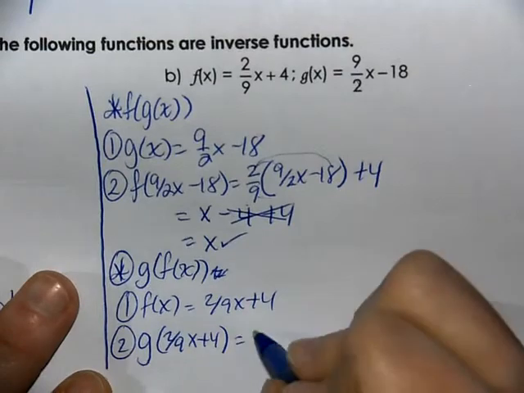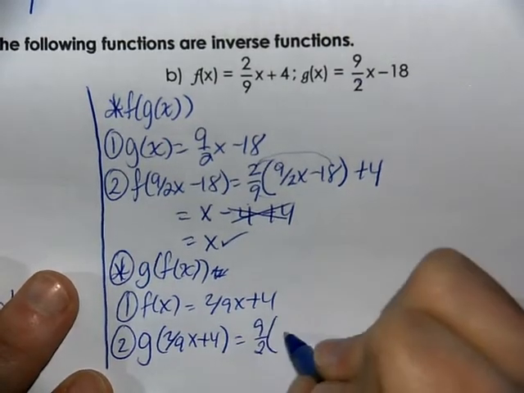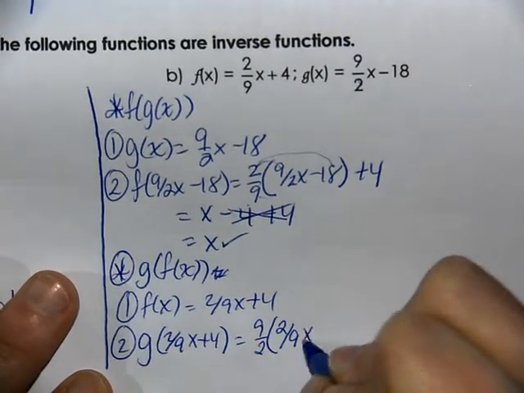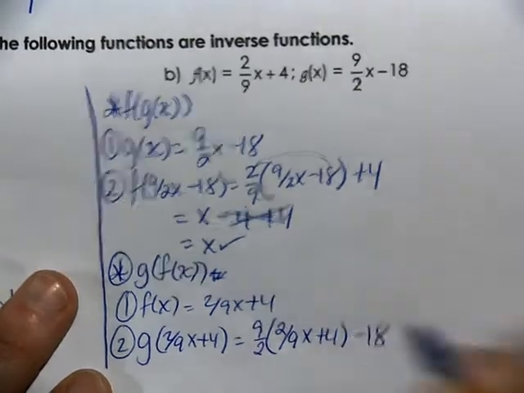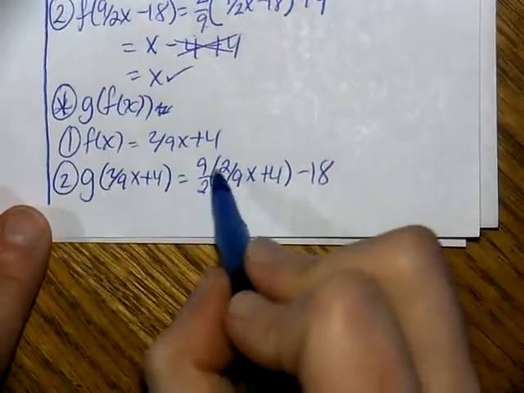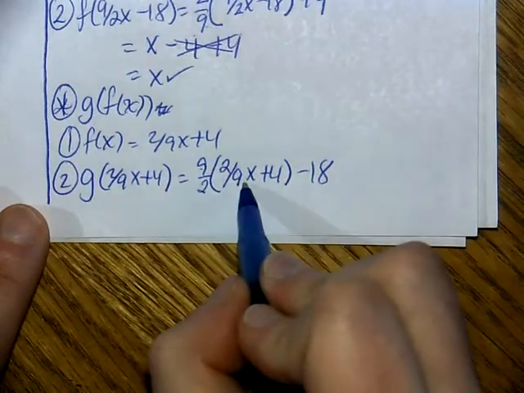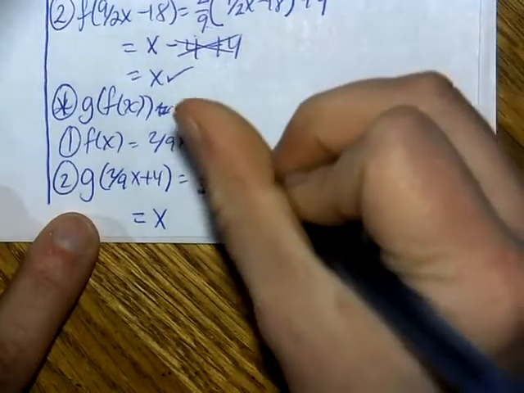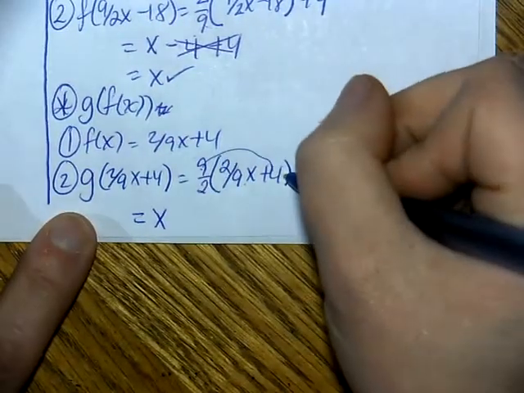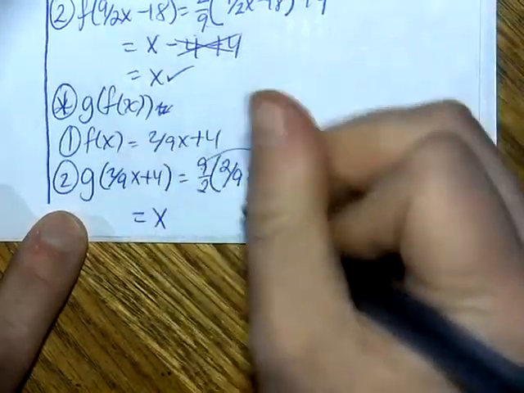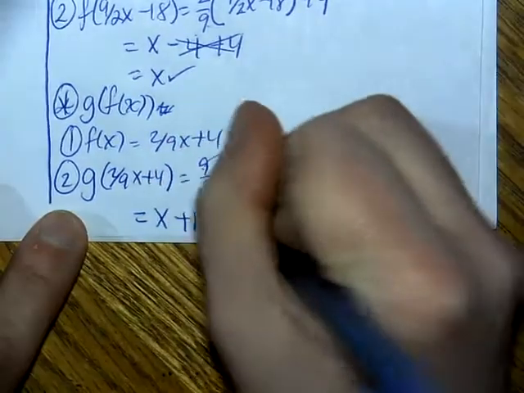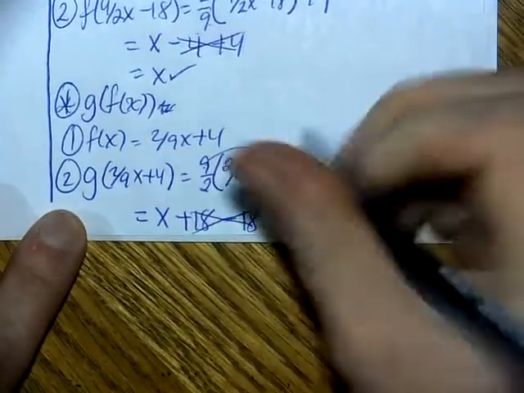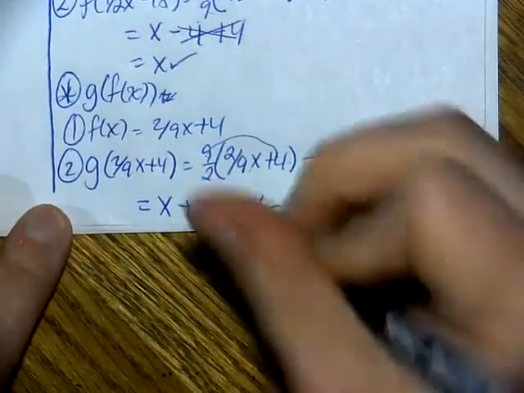So that's going to be 9/2 times 2/9 x plus 4 minus 18. So this becomes 18 over 18 once again. So that is x. 9 times 4 is 36. 36 divided by 2 is 18. So plus 18 minus 18. The 18s go away and we're left with x.